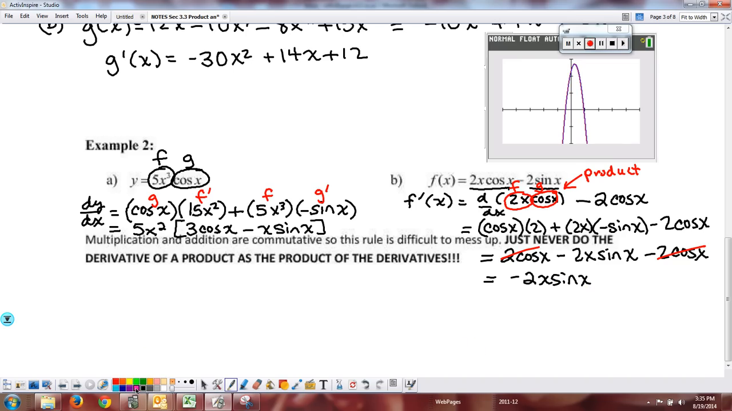The big important thing to remember is that multiplication and addition are commutative, so it's pretty difficult to mess this rule up. It doesn't really matter as long as you do a function times the derivative of the other one plus the function times the derivative of the other one, just reversed. This one's pretty easy. But again, remember, never do the derivative of a product as the product of the derivatives. If you distribute, you will get 0 credit for that. On my test, on the AP test, on anything that you do, they will even stop right there if you do not know that you're supposed to be using the product rule.